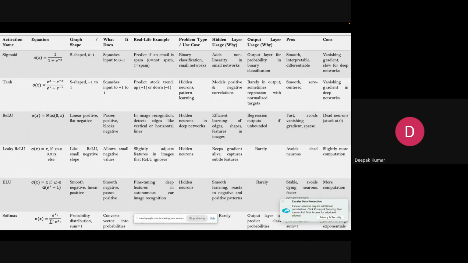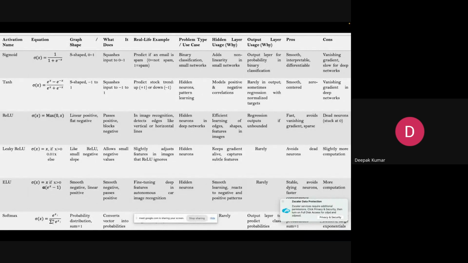Tanh, as I mentioned, is quite popular in recurrent neural networks and in hidden neurons for pattern learning as well. But as it is also a range-bound function, because as we can see, it always lies between 0 and 1, that's why it is also prone to the vanishing of gradient problem, right?